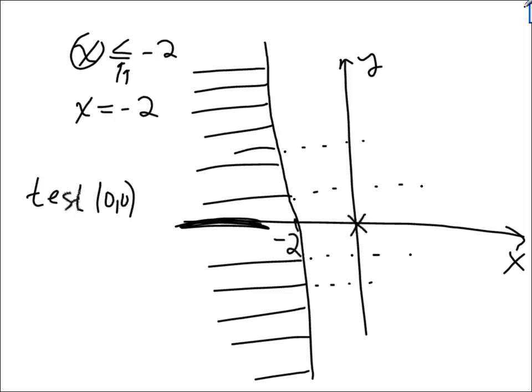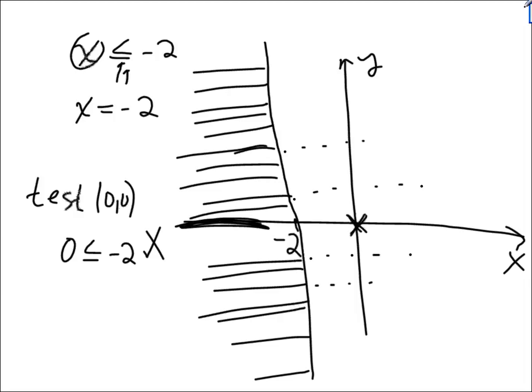X is 0. Is 0 less than or equal to negative 2? No, it isn't. 0 is not less than negative 2. That's why I don't shade in where you see the dotted lines. I shade in the other half. And there's the answer.